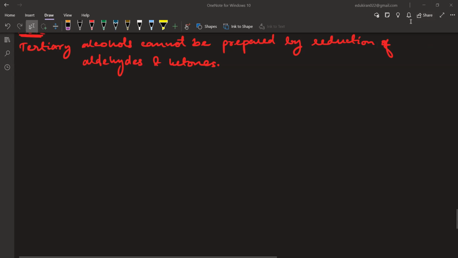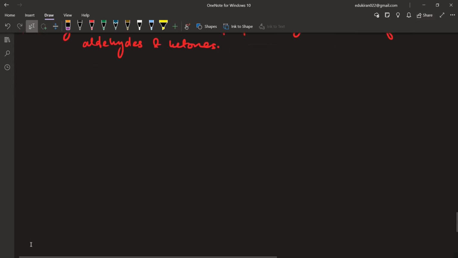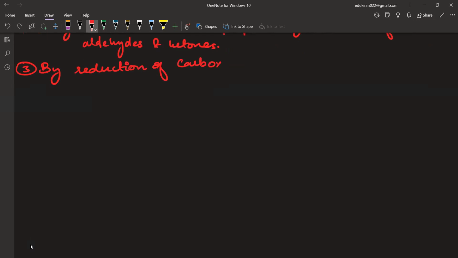Right, next. By reduction of carboxylic acid and esters. Now, this is the third method of preparation: by reduction of carboxylic acid and esters. Now, please write this with me.